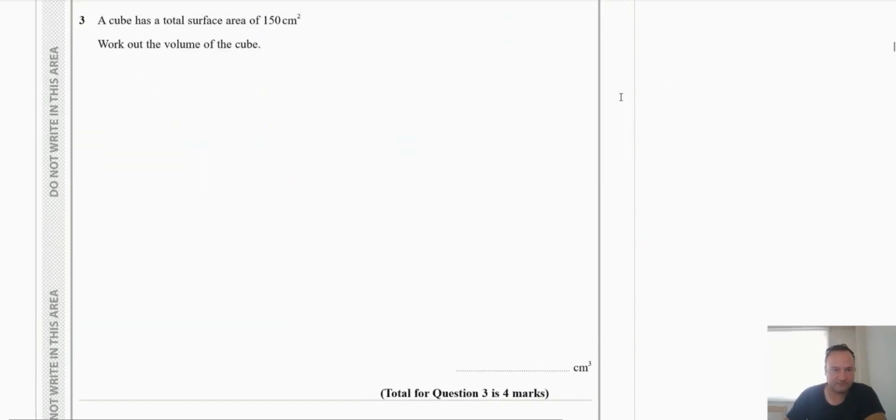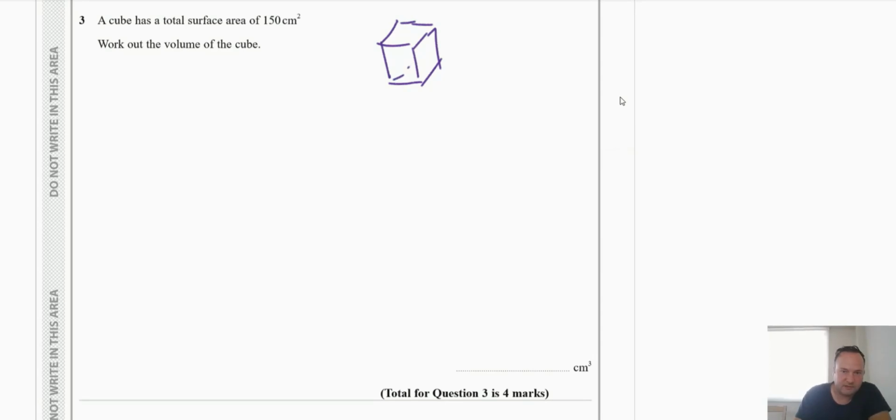Question number 3. A cube has a total surface area of 150 centimetres squared. Work out the volume of the cube. So it's worth probably just doing a quick sketch of a cube. We know that a cube has the same dimensions, don't we? So that's the first thing.